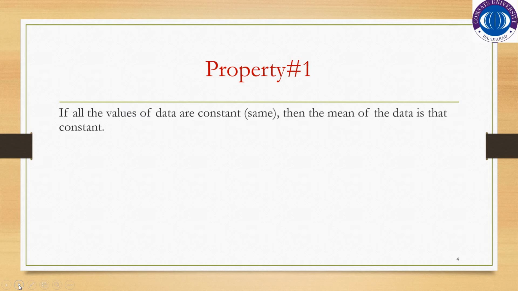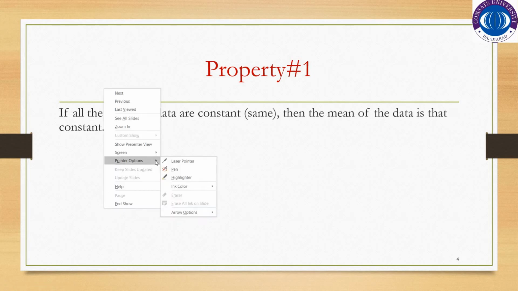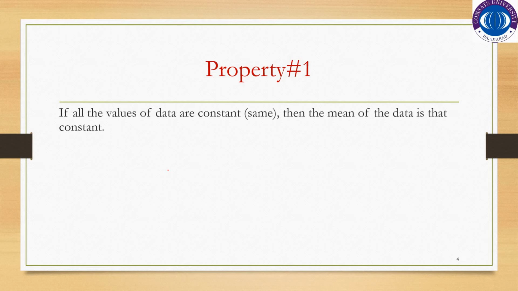The first property of the mean is, if all the values of the data are constant, the same, then the mean of the data is that constant. That is, let's suppose we have a data set x, and the values of variable x are 2, 2, 2, 2.